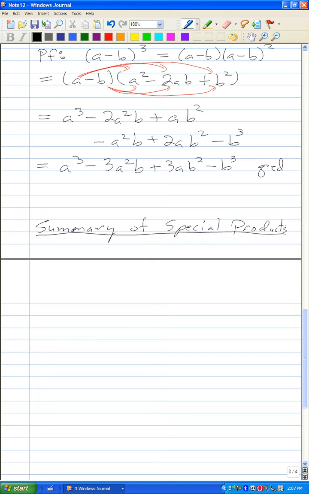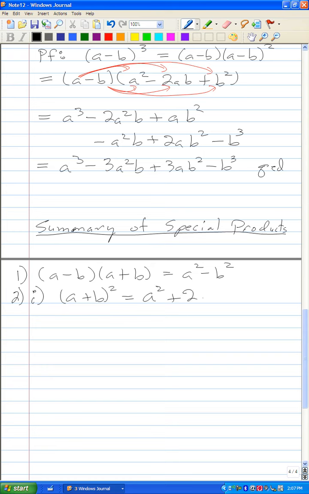So you have them all in one centralized location. First I had the product of the sum and difference of two terms, the difference of squares: a minus b times a plus b is a squared minus b squared. I have the perfect square trinomials: a plus b squared is a squared plus 2ab plus b squared, and a minus b quantity squared is a squared minus 2ab plus b squared.